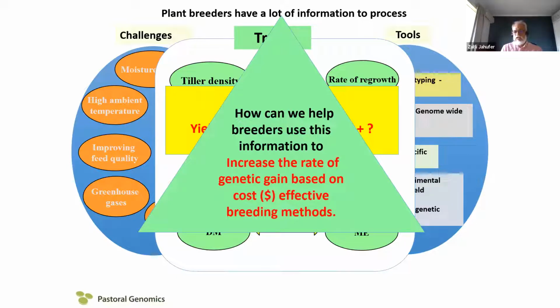Because you might have the best plant breeding tool in terms of achieving genetic gain, but at the end of the day, if the unit gain is too expensive, people are not going to use it. And especially in commercial companies, it's impossible to use it. So people are always trying to have cost-effective genetic gain.